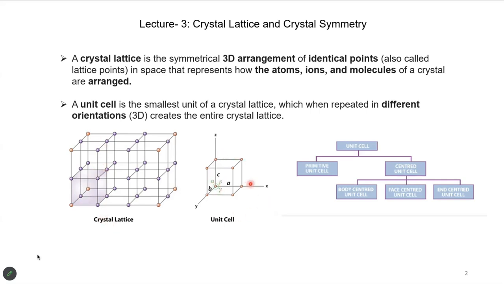But then, again, we have unit cells of different kinds. A unit cell can be broadly divided into primitive unit cell or centered unit cell. And the centered unit cell, again, we can divide into body-centered unit cell, face-centered unit cell, end-centered unit cell, or side-centered unit cell. That has been constructed mathematically in 7 crystal systems. Now we go and look at what is primitive and what are non-primitive crystals.